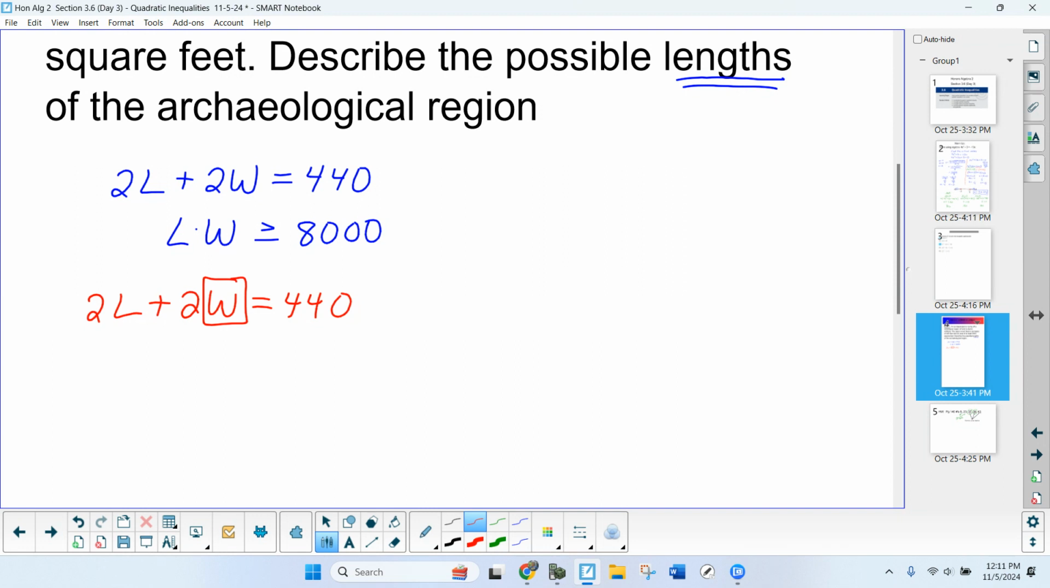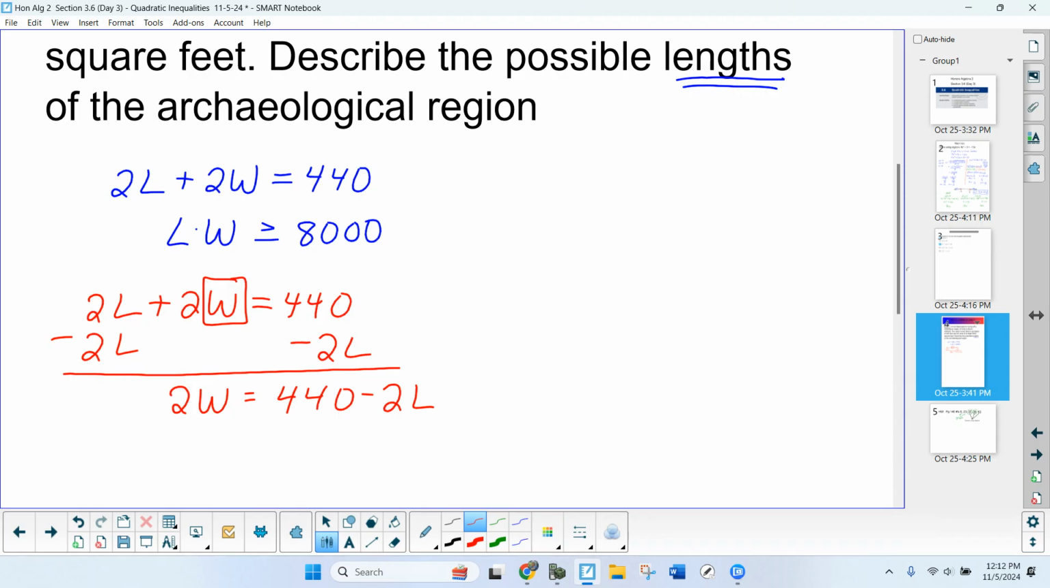I have to move everything that doesn't have a W first, so what do? Subtract 2L. And now this is where people write it different ways. Some people want to put the minus 2L in the front, some not. It doesn't matter. I'm just going to write 440 minus 2L. Let me keep it like that. There's no slope-intercept form for this. And now what do? Divide every term by what? 2. So when I do, I get W equals, what's 440 divided by 2? 220 minus what? L. Does everybody see how I solve that for W?